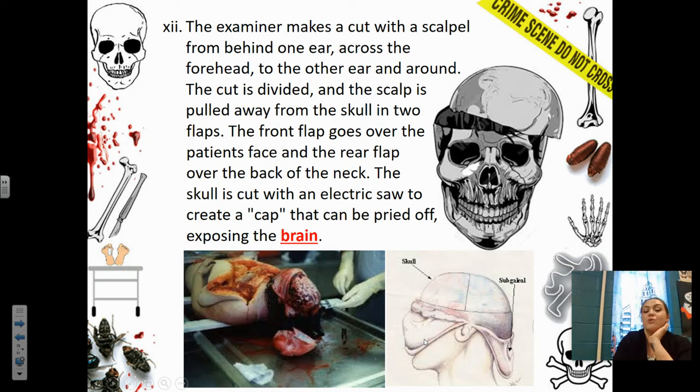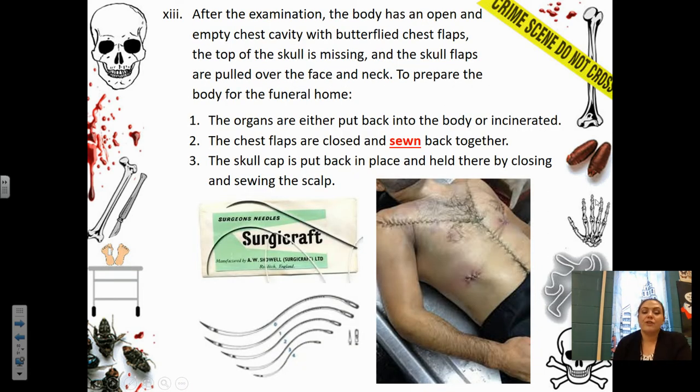Okay, so then we're trying to expose the brain. They are going to look at the brain. And the scalp is pulled away from the skull in two flaps. The front flap goes over the patient's face, and the rear goes down the back. So it just kind of opens it like that. The skull is cut with an electric saw to create a cap that can be pried off, exposing the brain. After the examination, the body has an empty chest cavity with butterfly chest flaps. The top of the skull is missing, and the skull flaps are pulled over the face and neck to prepare the body for the funeral home.